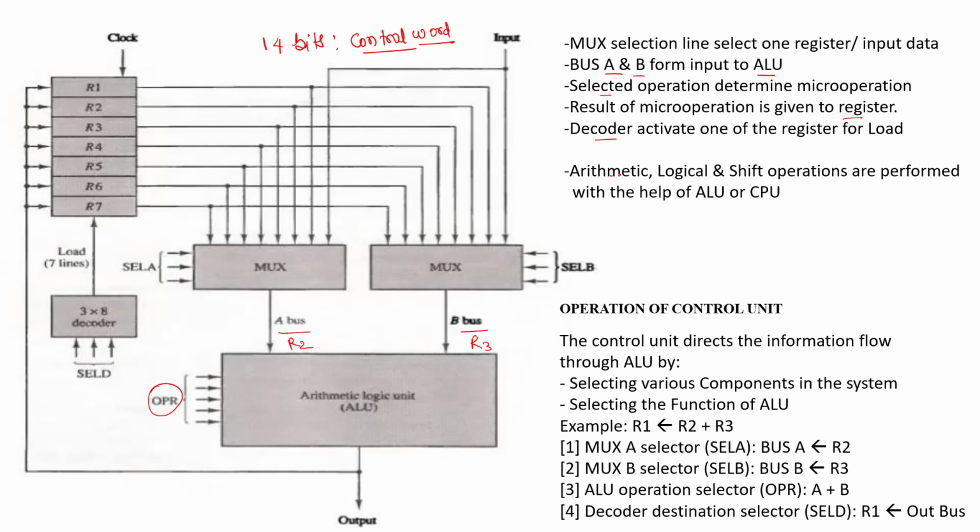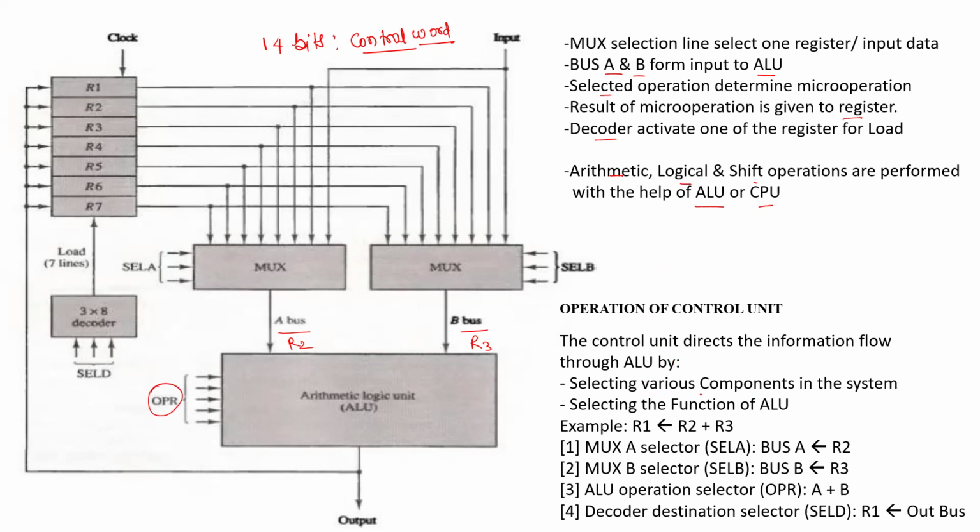So arithmetic, logic, and shift operations are all performed with the help of the ALU of the CPU. Anyhow, the CPU is the main thing, where you have seen the control unit is there, registers are there, all these combinations. The control unit's job is to control the flow of the information.